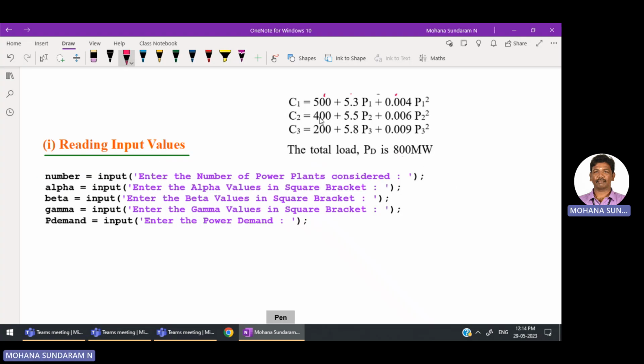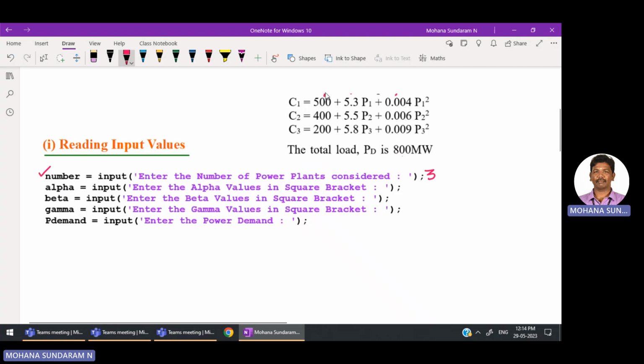First we have to get all these values. So first we will get the number of power plants considered. Here we have considered only 3 power plants, so I'm going to enter it as 3. This is over. Next, I want to enter the alpha, beta, and gamma. Now, there are 3 power plants. That means you'll have 3 alpha values: alpha 1, alpha 2, alpha 3, beta 1, beta 2, beta 3, gamma 1, gamma 2, gamma 3.